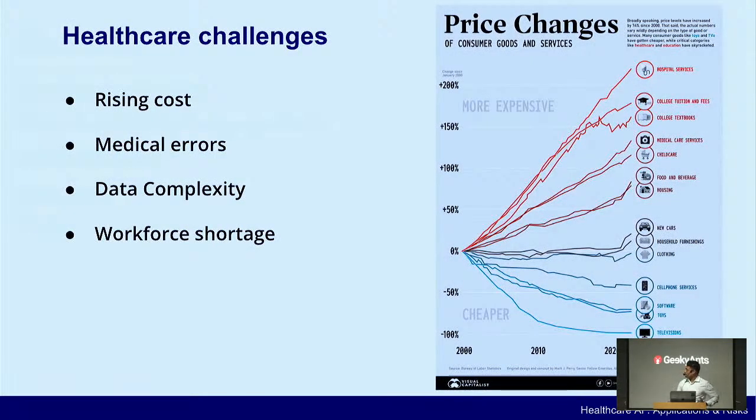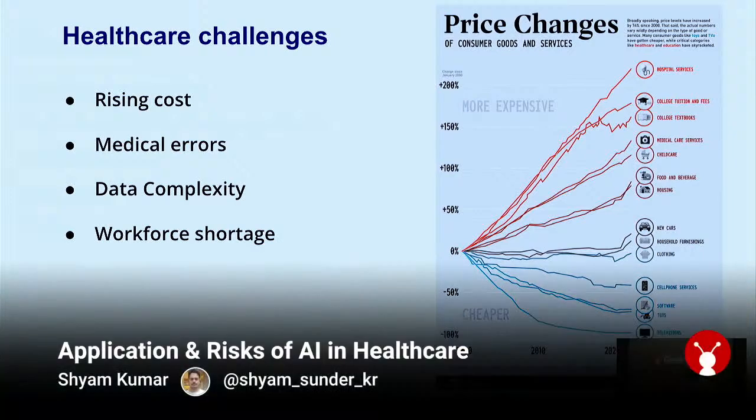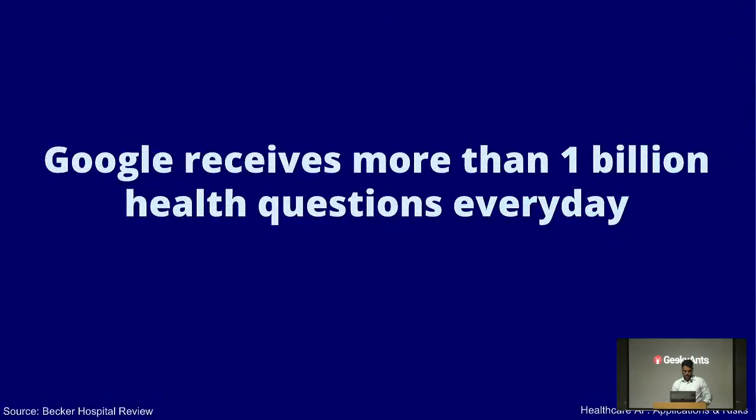These are some key challenges in healthcare. First is rising cost. Healthcare cost rises very much every year. Medical error is one of the main healthcare challenges. In one report in the US, medical error was the third leading cause of death. Then data complexity and also workforce shortage. On another note, Google receives more than 1 billion health questions every day. So people are looking for answers, and at some point we have tried to search something on Google related to some health condition, and we know from our experience what happens.